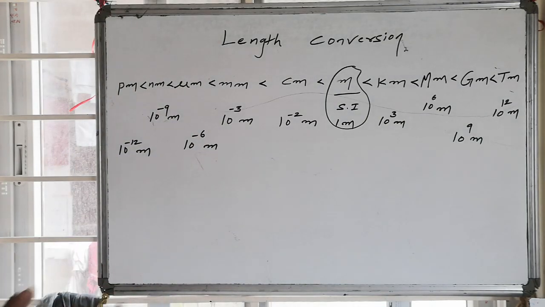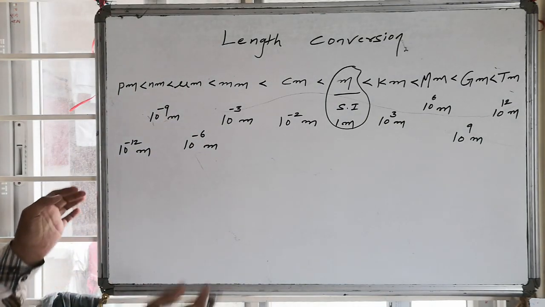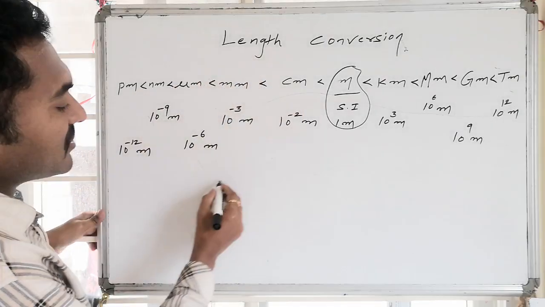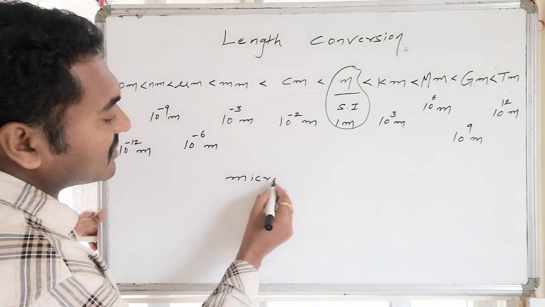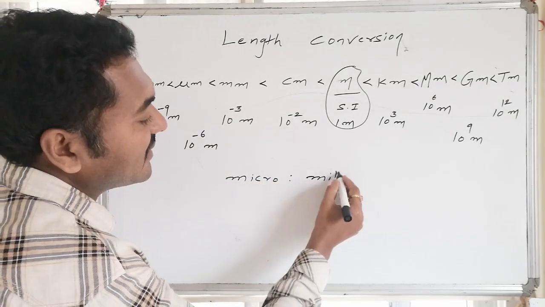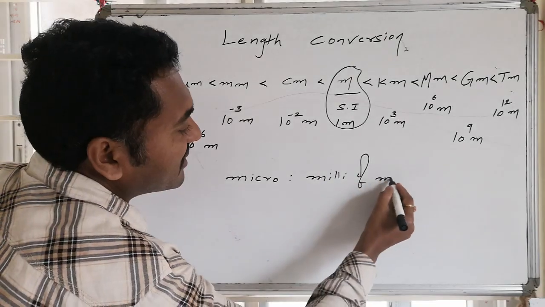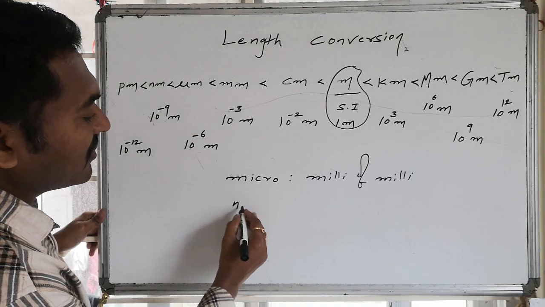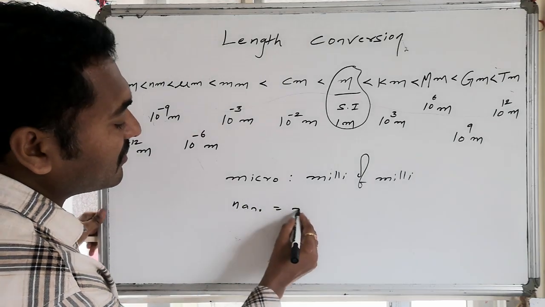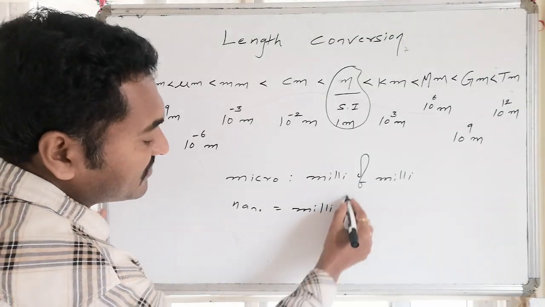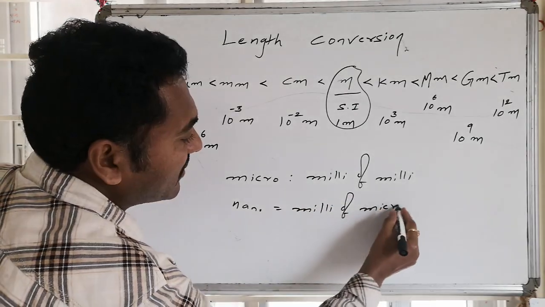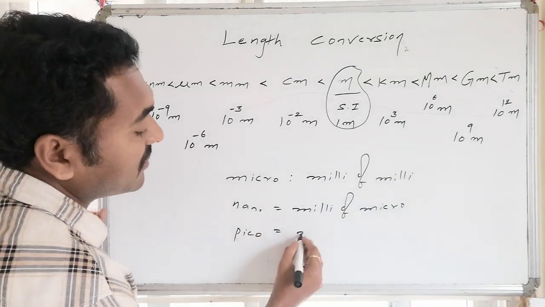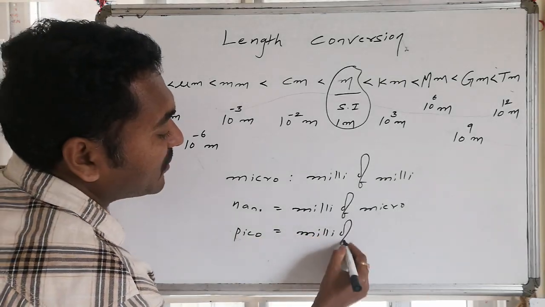And here the interrelations, if I rewrite once again, suppose micrometer and millimeter. The word micro stands for milli of milli. Micro stands for milli of milli. Whereas the word nano stands for milli of micro. Nano stands for milli of micro. Whereas the word pico stands for milli of nano.